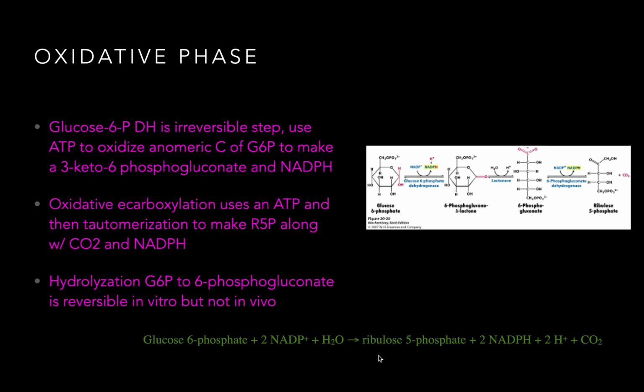This is the overall reaction, as you can see here: glucose 6-phosphate, and then two NADP pluses, and then water. It eventually makes the ribulose 5-phosphate along with two NADPHs, 2 hydrogen, and 1 carbon dioxide. Because of the carbon dioxide produced, this makes it essentially irreversible.